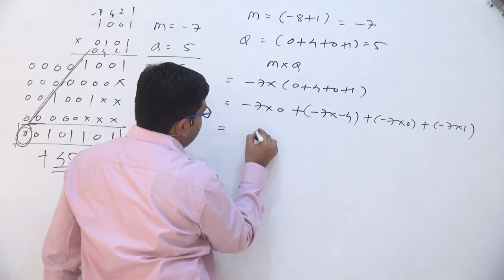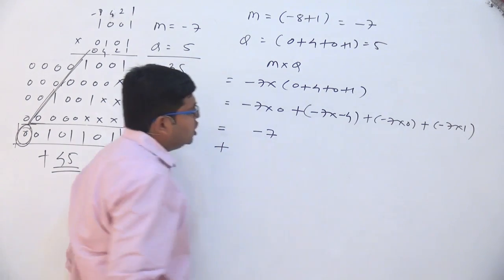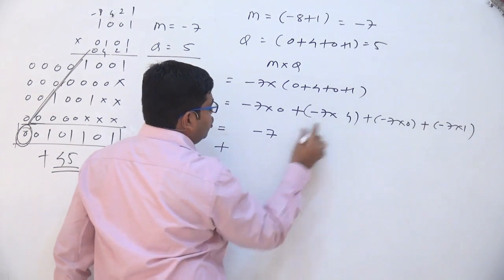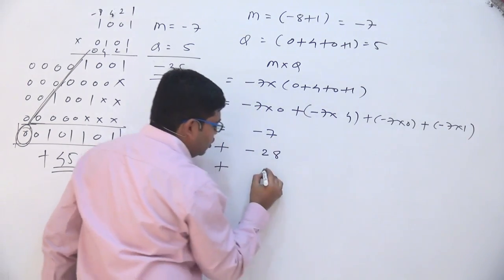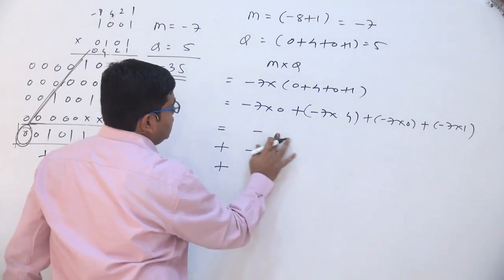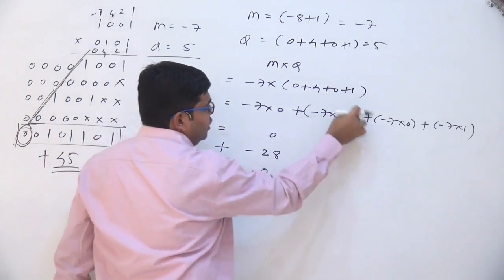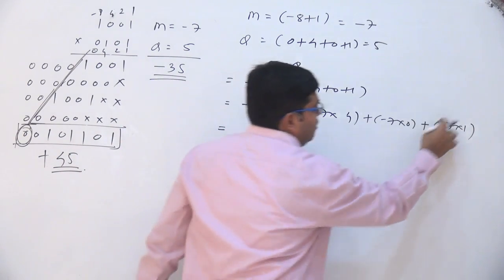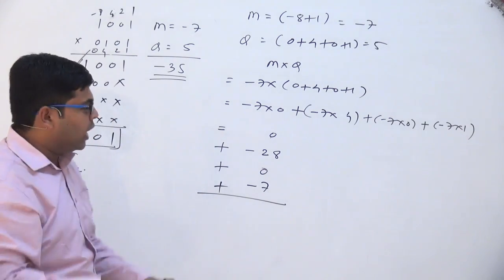minus 7 into 0 is 0, plus minus 7 into 4 is minus 28, plus minus 7 into 0 is again 0, and minus 7 into 1 will be equal to minus 7. And this is how we are going to add.